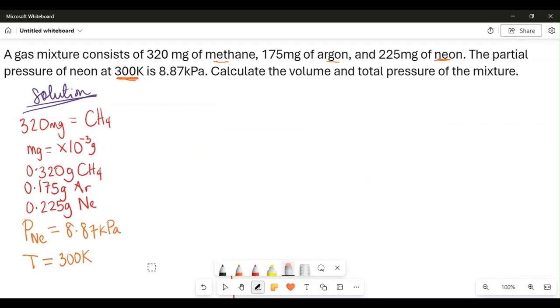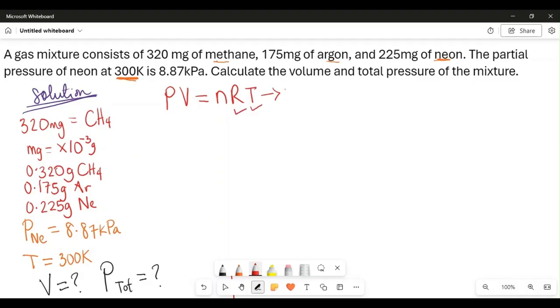So we have the temperature now, we have the pressure for neon, we have the mass of everything. Now we're asked to determine the volume as well as the total pressure, P tot, of the mixture. That's what this question is asking us to do. Anytime you're asked to find the volume, we go back to the perfect gas formula, PV equals nRT. We've been given the temperature, so that is good. We know the gas constant because it's a constant. We know the pressure of just one component.